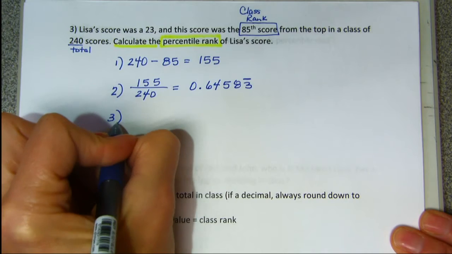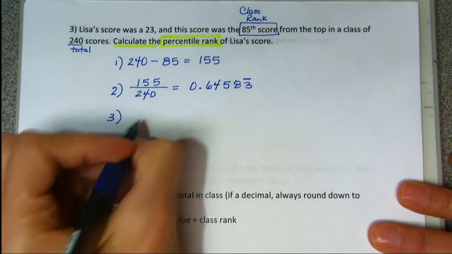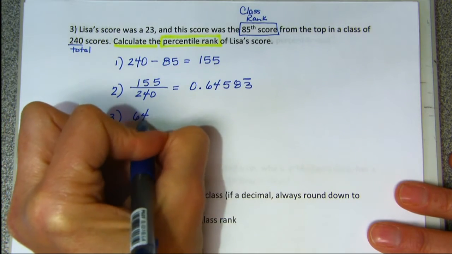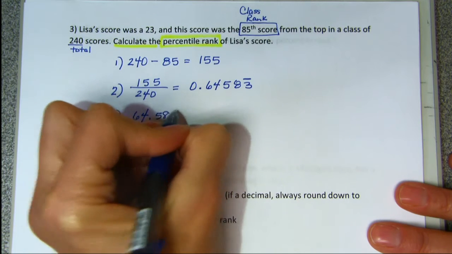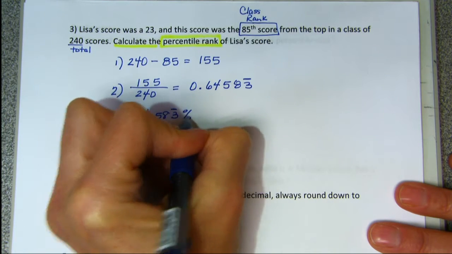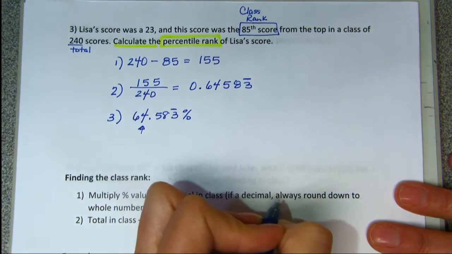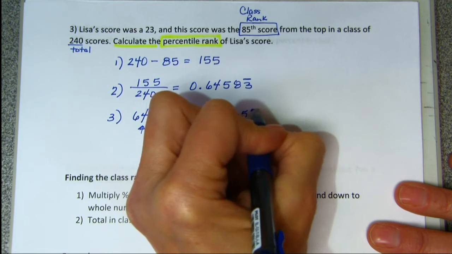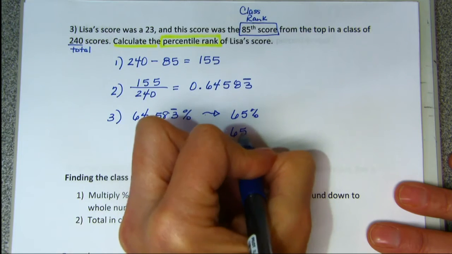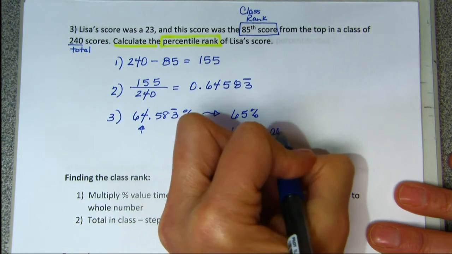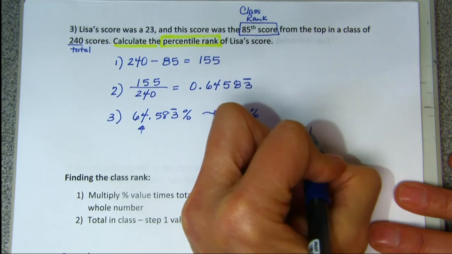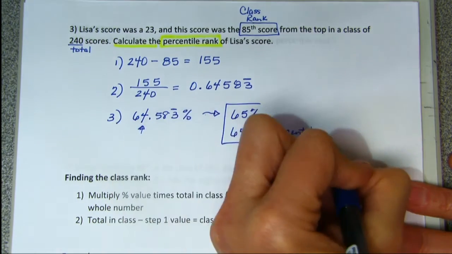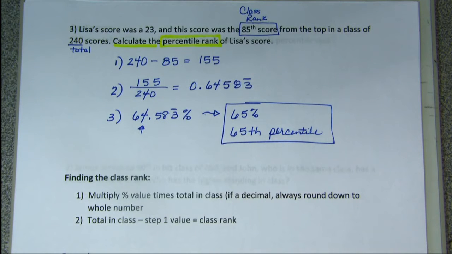So then you convert that to a percent, you're going to get 64.583 repeating percent, but we're just going to round it to the nearest whole percent. So that would mean 65%, or the 65th percentile. Follow your steps, all right? Okay, that's when we're looking for the percentile rank.